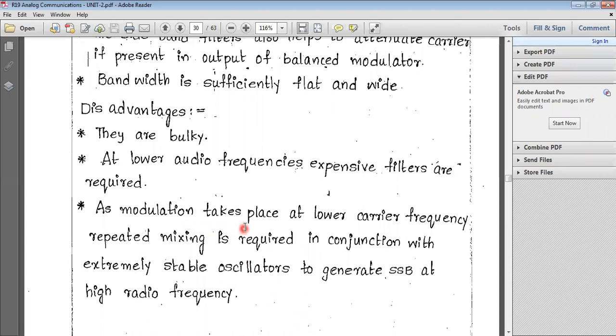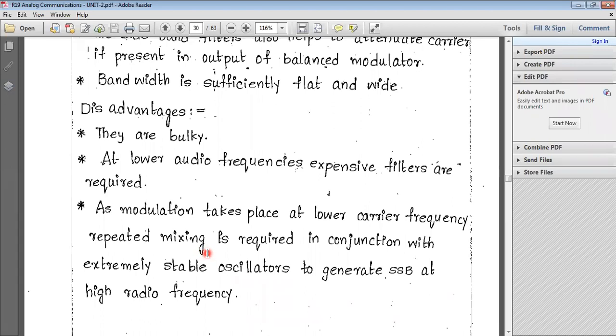As modulation takes place at lower frequency, repeated mixing is required. If the difference is very low, then the quality factor is very less. Then we do not get a perfect SSB modulated wave. So to get a perfect SSB modulated wave, the number of stages must be increased. If the number of stages increases, the circuit becomes bulky and costly. So that is also one drawback of this technique.